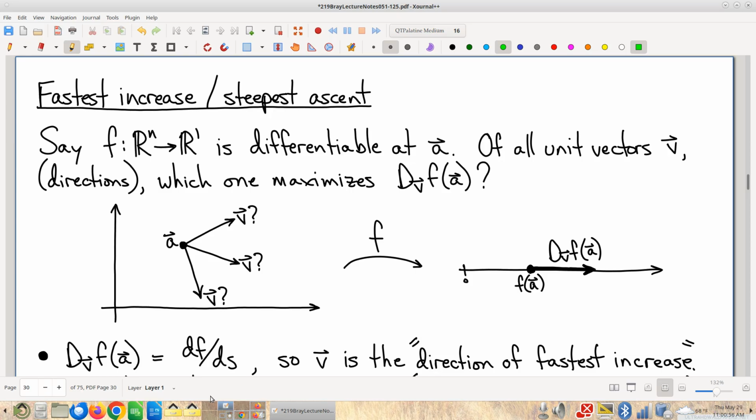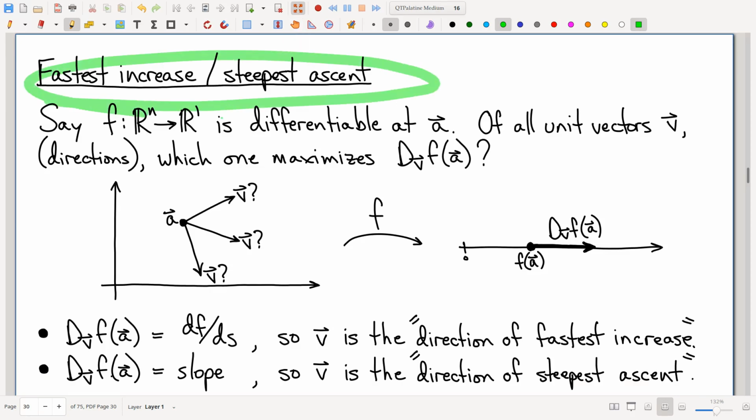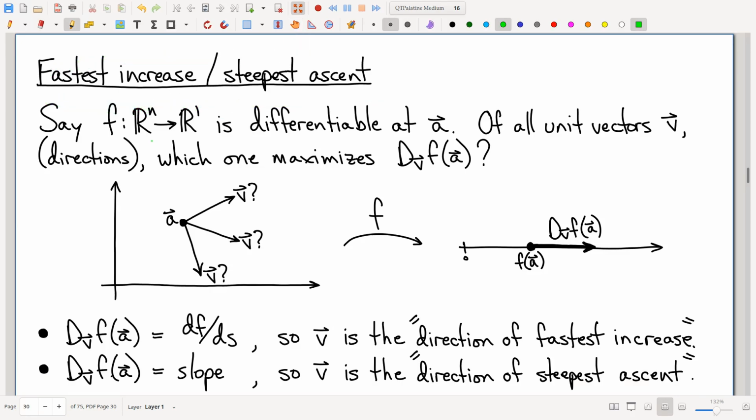So let's talk about this idea of direction of fastest increase, direction of steepest ascent. It comes from considering a pretty natural question. Suppose we have some function f, and suppose that in the domain of that function we are at a particular point. A perfectly reasonable question to ask: there I am, which direction should I go to make this function increase the fastest?